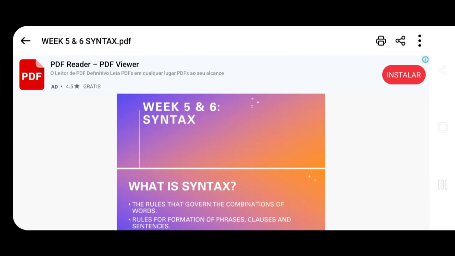Week 5 and 6. Syntax. What is syntax? The rules that govern the combinations of words. Rules for formation of phrases, clauses, and sentences. In technology, the order of symbols, codes, and numbers will determine the commands and instructions received.